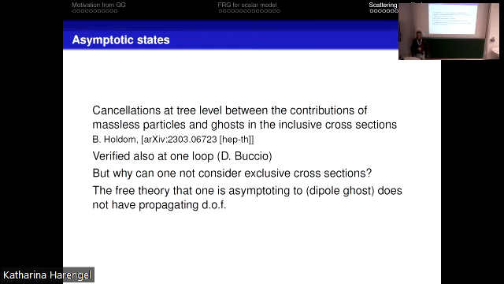It has been noted recently by Bob Holdom that if you compute inclusive cross-sections in this theory, there are further cancellations between the contributions of the ghosts and the massless particles in such a way that actually the cross-section is well behaved. And this has also been verified by Diego. And it's also true at 1 loop, which is rather remarkable. But then you may ask, why can't we consider just exclusive cross-sections? They would not have these cancellations. So there's room for further work here to understand better what happens.